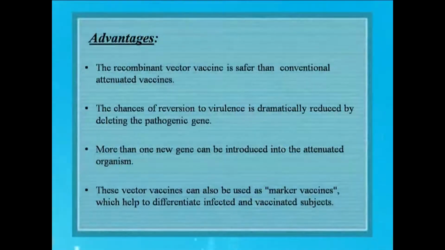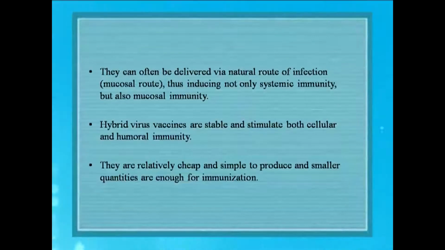Now, there are several advantages over the traditional vaccines. The recombinant vaccine is safer compared to the first and second generation vaccines. The development of this vector is very simple and the cost is much cheaper. Also, more than one new gene can be introduced at a time inside a vector. Storage and transportation are very easy for this type of virus, and since these vector viruses can be delivered through natural routes, they will develop both systemic as well as mucosal immunity.